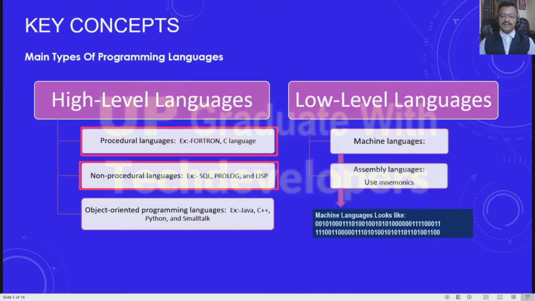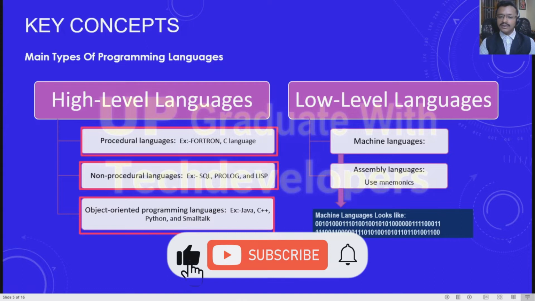Non-procedural languages, also known as declarative languages, do not require writing traditional programming logic. The instructions are not written in a specific order, hence writing a language of this kind is easy. Examples of non-procedural languages are SQL, Prolog, and Lisp.